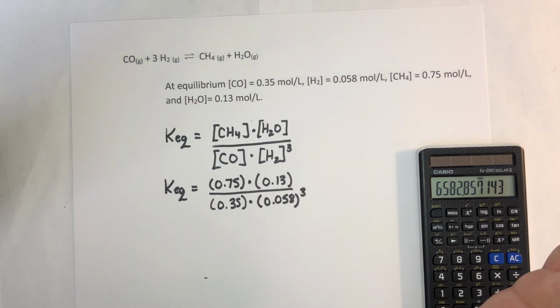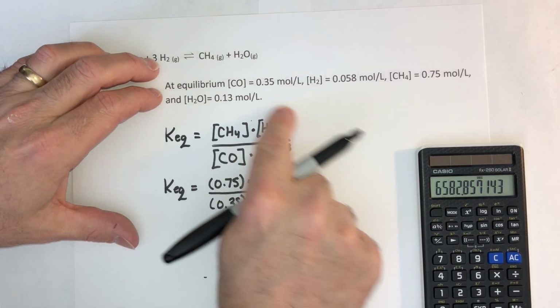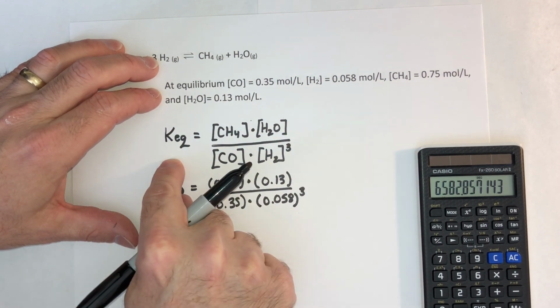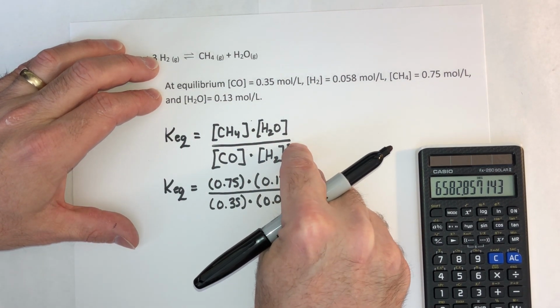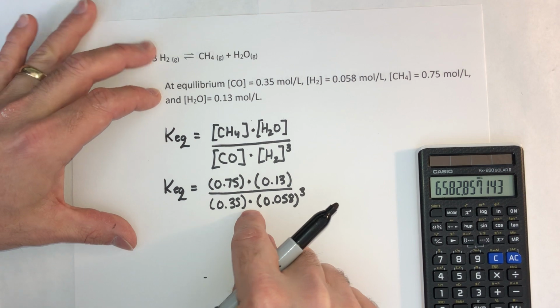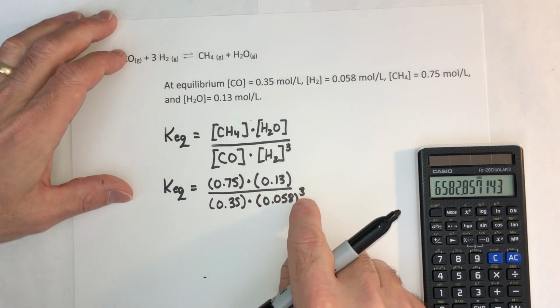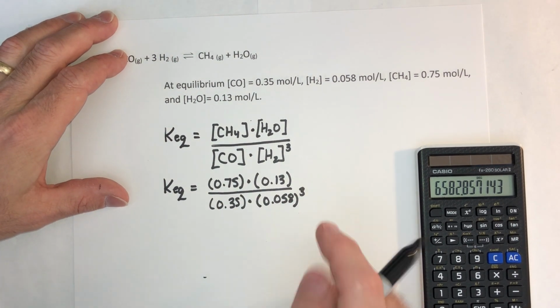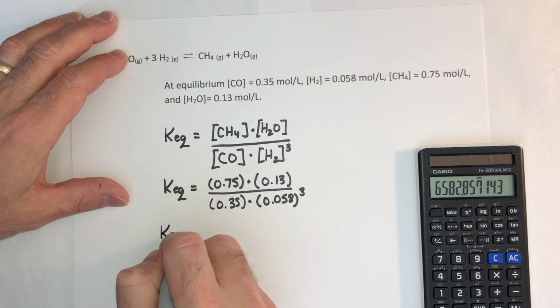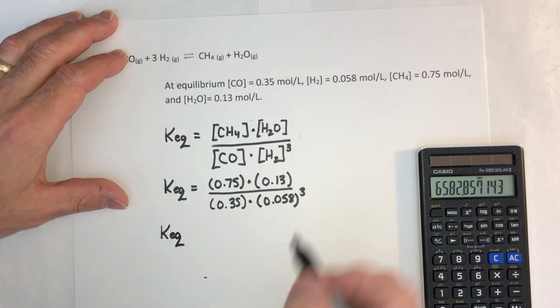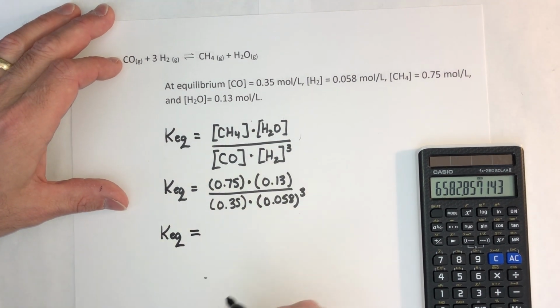The second place where you're going to make a mistake, you'll write your equilibrium expression here perfectly with the cubed. But then you'll be so focused on putting the numbers in that you'll forget to include it here. So be careful that if you have a power, you don't forget to include it in the actual calculation.